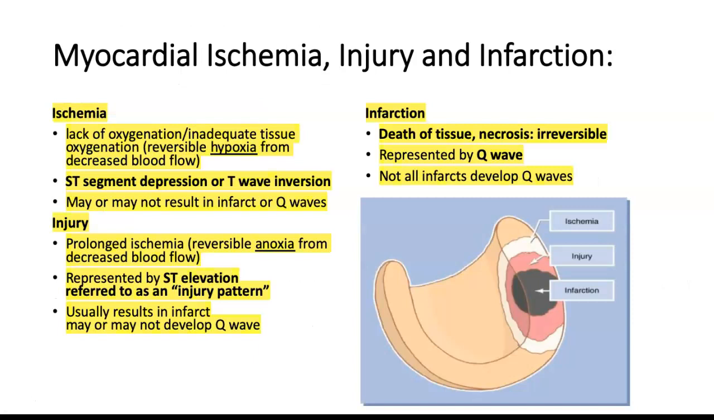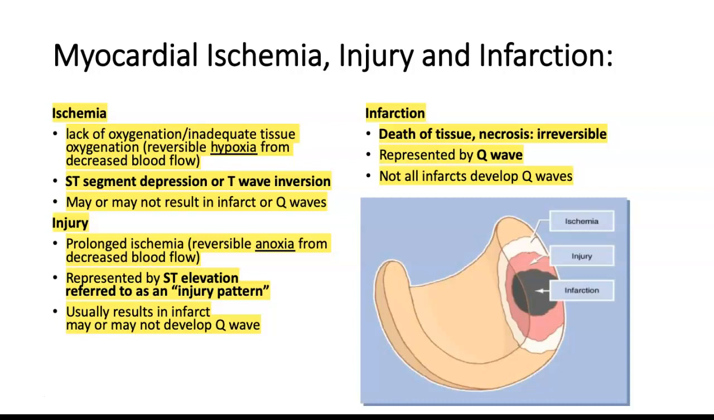Myocardial ischemia, injury, and infarction. Ischemia refers to lack of oxygen or inadequate tissue perfusion, can be reversible, and is related to decreased blood flow. This is part of the reason why the faster we get you to the cath lab for reperfusion, the better your chances are. Ischemia may present on the tracing as ST segment depression or T wave inversion. Ischemia may or may not result in an infarct or in Q waves.